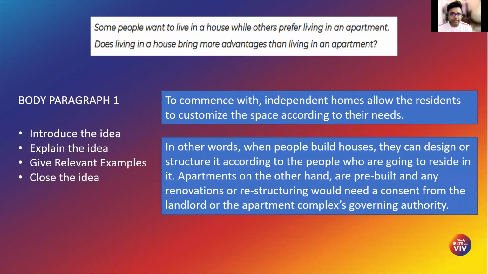If you read here, I've mentioned, in other words, when people build houses, they can design or structure it according to the people who are going to reside in them. Apartments, on the other hand, are pre-built, and any renovations or restructuring would need consent from the landlord or the apartment complex's governing authority. You see how I've added a comparing sentence over here, comparing it to the other side of the argument? That's what you guys have to do in a compare and contrast essay.